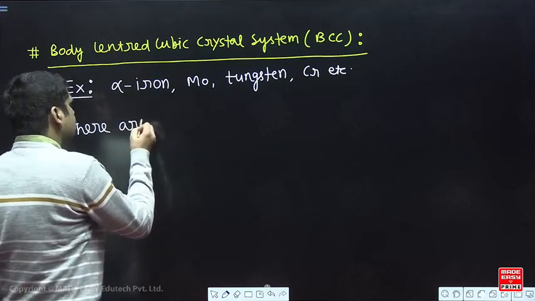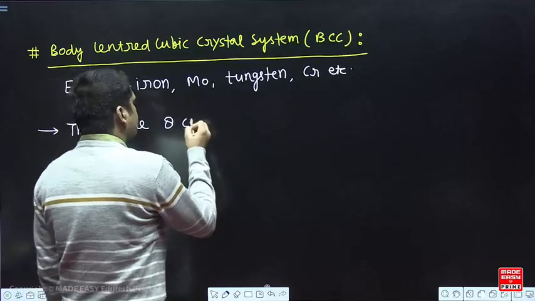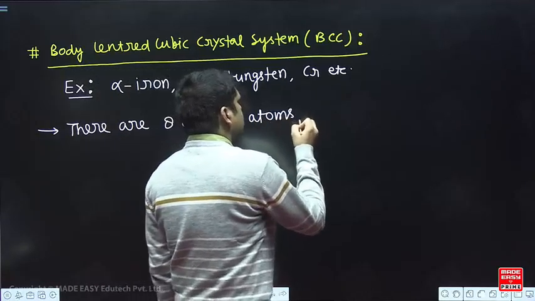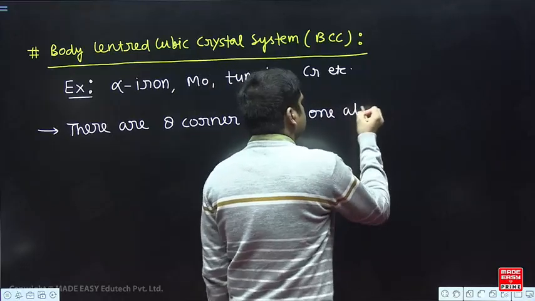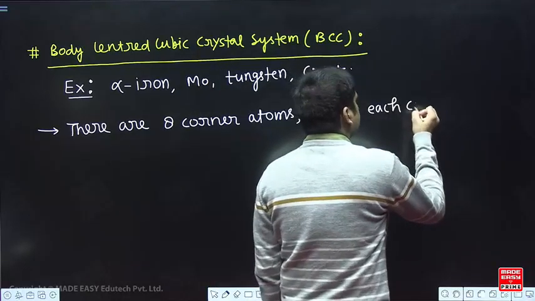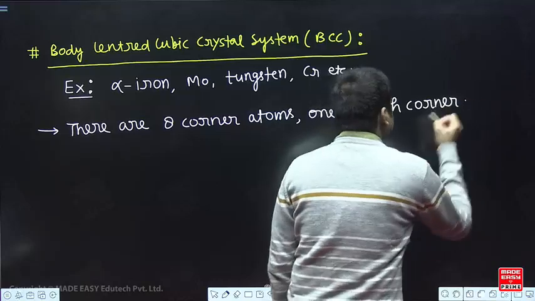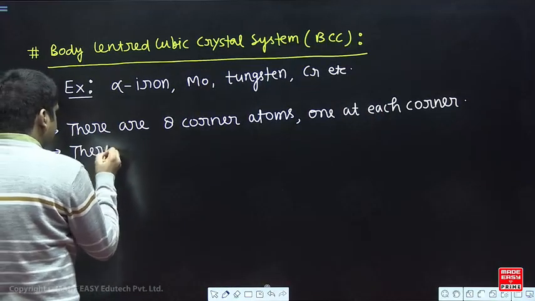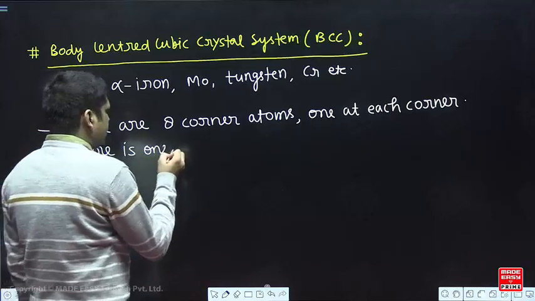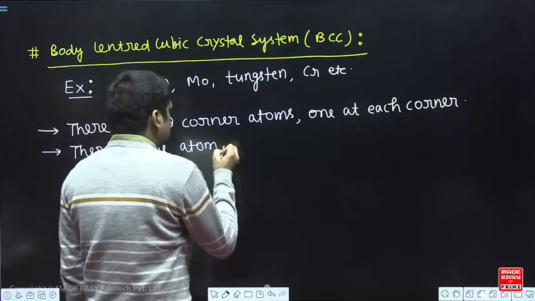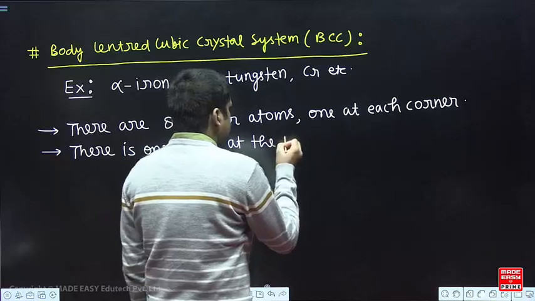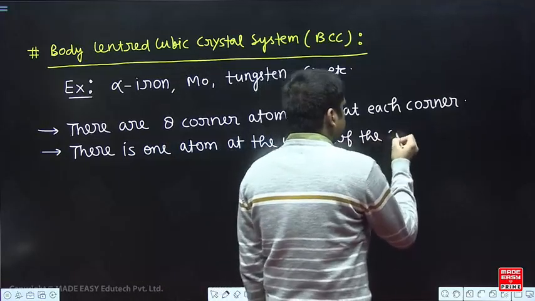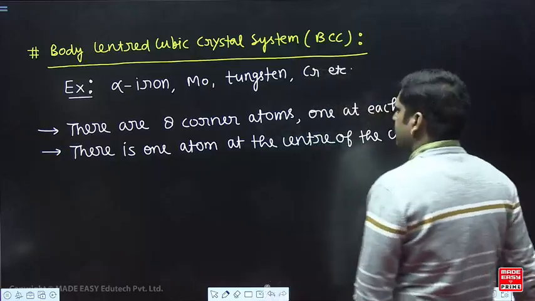There are 8 corner atoms, 1 at each corner. There is 1 atom at the center of the cube.